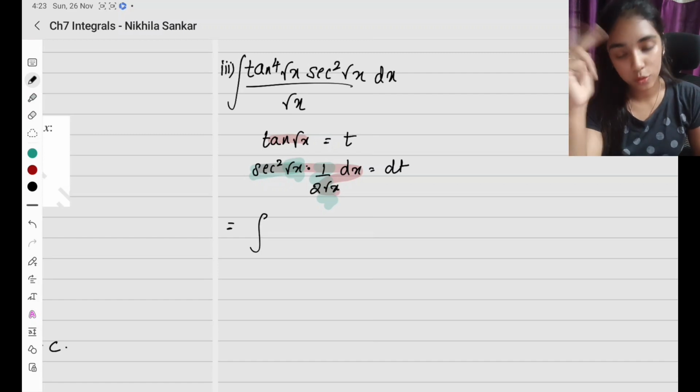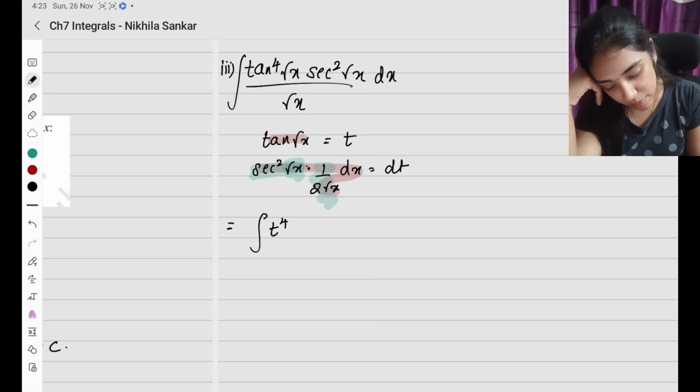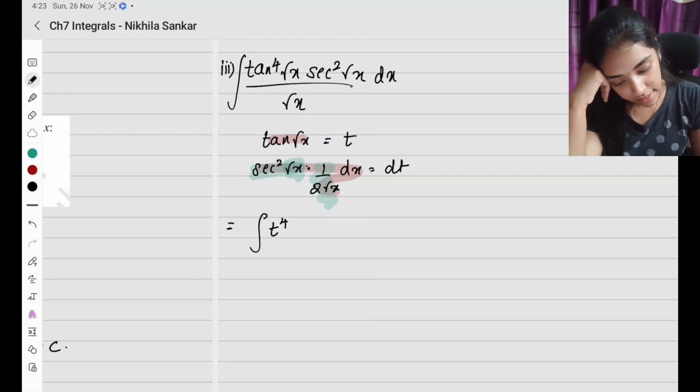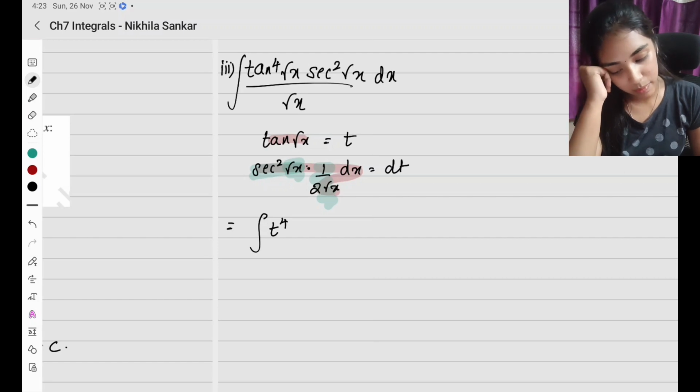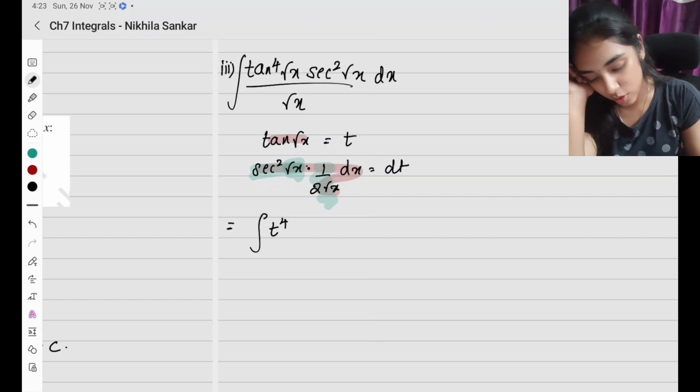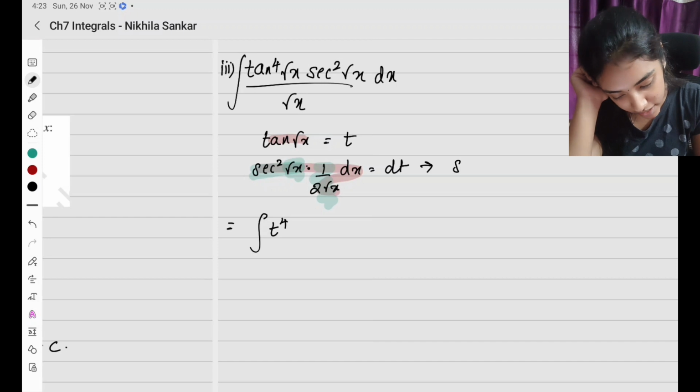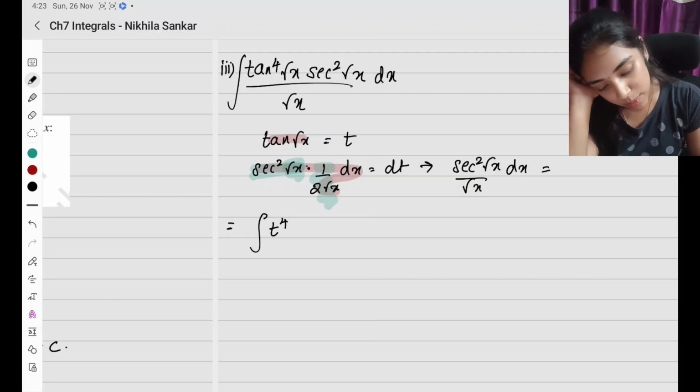tan power 4 root x இருக்கு. So I can write this as t power 4. Then I also have secant square root x dx divided by root x. So இப்போ அந்த ஃபார்ம்ல எழுதுனா என்ன ஆகும்? This particular term I can write it as நம்ம கொஸ்டின்ல எப்படி வேணுமோ secant root x divided by root x dx வேணும். So மிச்சதெல்லாம் அந்த பக்கம் கொண்டு போயிடலாமா?